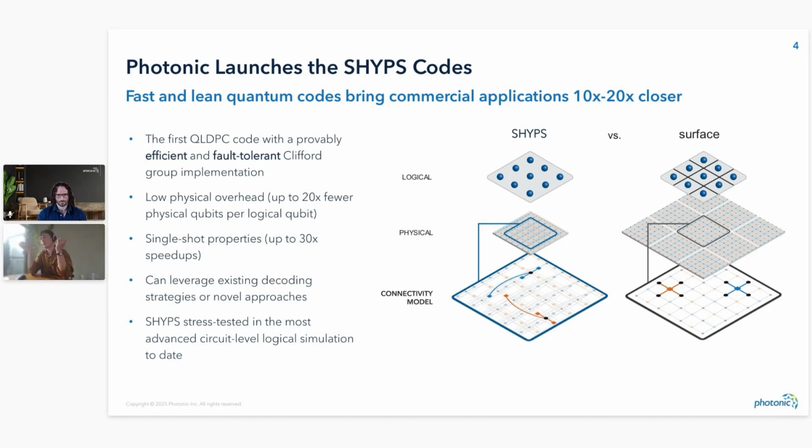So for a comparable surface code, maybe something like distance 30 that you might use in practice, we see a 20 times qubit reduction by using an appropriate SHYPS code. We also have some single shot properties.